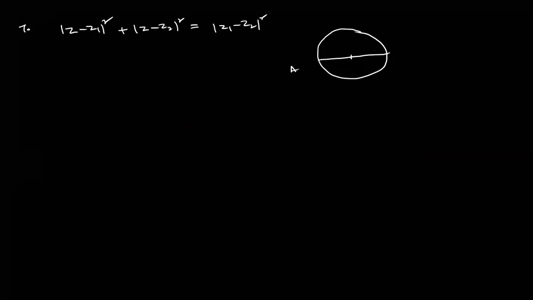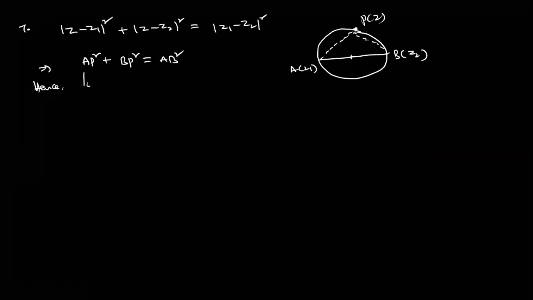Z minus Z1 whole square plus Z minus Z2 whole square is equal to Z1 minus Z2 whole square. What are you observing in this one? Draw the picture. Based on this picture, at least tell me. This is the center. A of Z1, B of Z2. Some P is there. So AP square plus BP square is equal to AB square. What is the meaning?